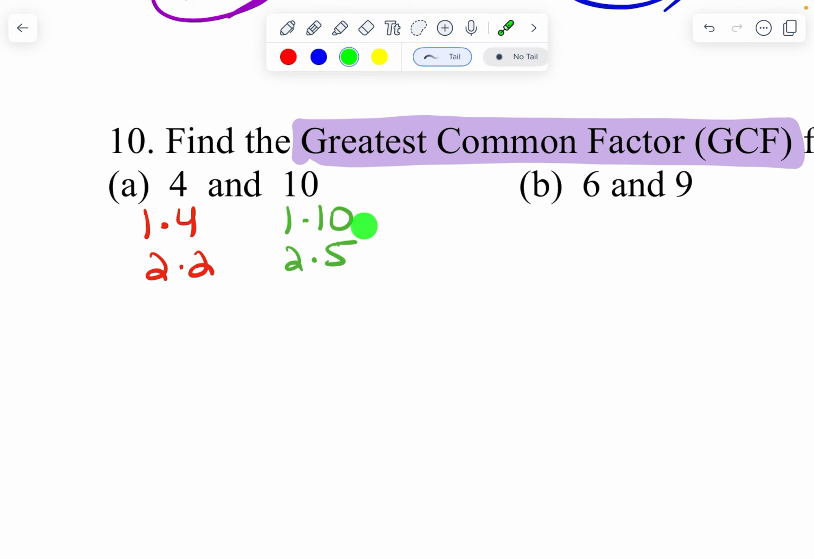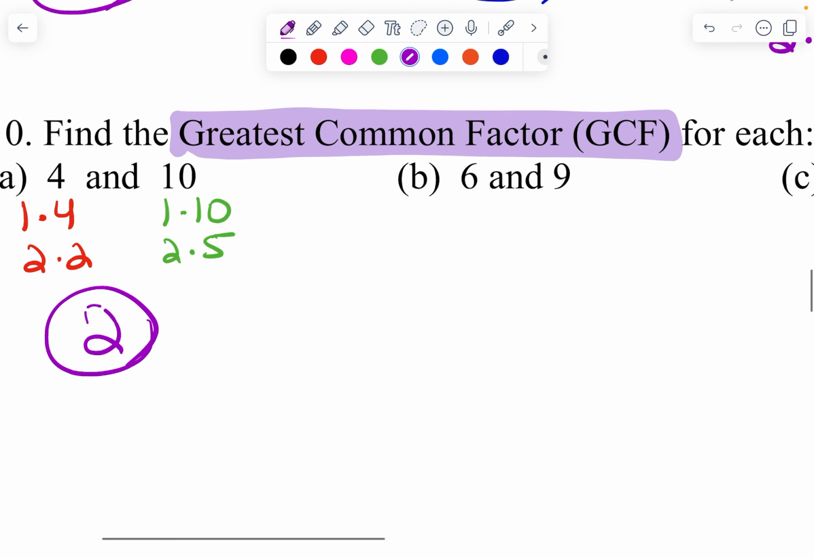So the largest number overall is 10, but 10 doesn't show up as a factor of 4. Then we've got 5, but again, 5 is not a factor of 4. 4, but 4 is not a factor of 10, right? The only thing that they have in common is 1, right? 1 is in both of our lists, fabulous, but that's not the largest or the greatest common factor. There's a common factor of 2. That's the GCF, greatest common factor, the largest number that will divide into 4 and into 10.